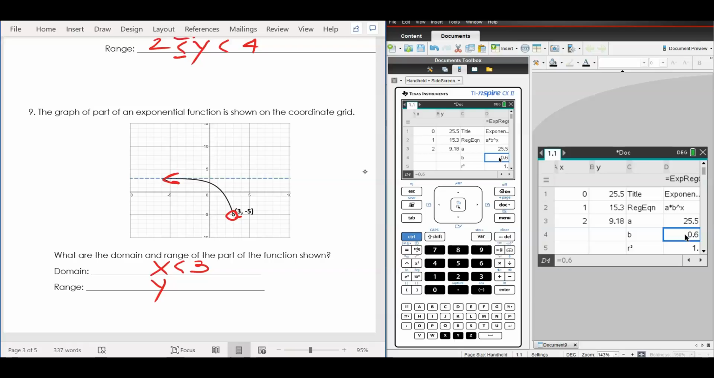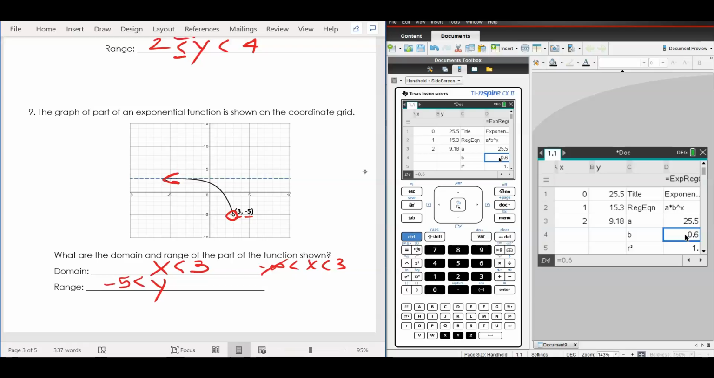Now you can leave it like that. You could put negative infinity to 3, but usually you don't see that. You just see it like X is less than 3, okay? Now Y, how far down does it go? It goes down to -5. So Y is greater than -5. No underline because it's open.